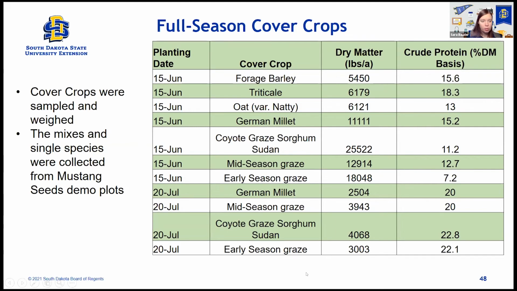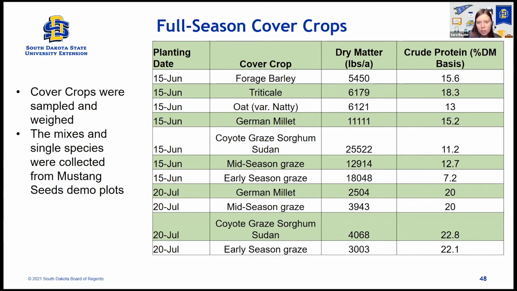So here is another example of some full season cover crops. And these cover crops were sampled and weighed to get this information. The mixes and the single species were collected from some demo plots that Mustang Seeds did. And you can see the date here on the left-hand side. Those are the planting dates of the plots, and then each cover crop. And it's just kind of showing you the dry matter and the crude protein.